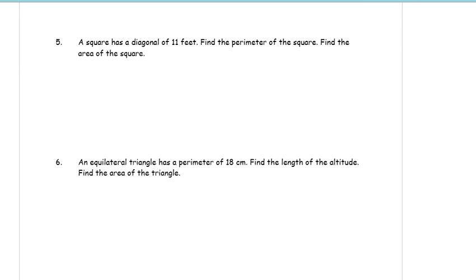A square, okay, has a diagonal of 11 feet. Find the perimeter of the square. Well, we need to know one side of the square. If we know one side, we know every other side because it is a square. And then we want to find out also the area. Same thing. If we know one side, we know all the sides. And finding a square's area is just side times side. So, have to decide what kind it is. Again, it's a square, which means all these sides are the same, meaning this has to be 45 everywhere.